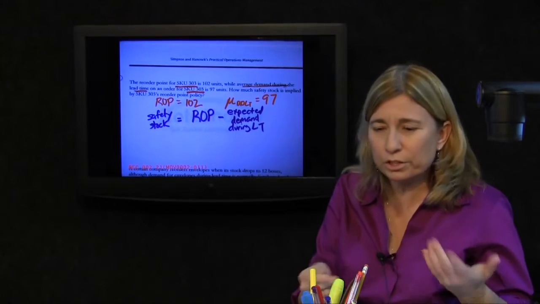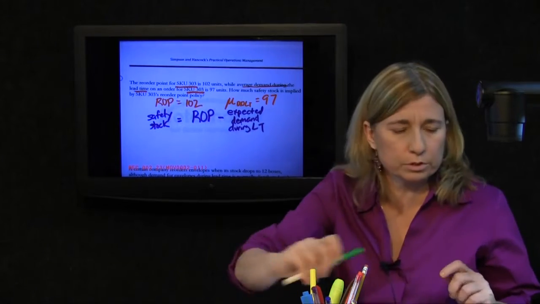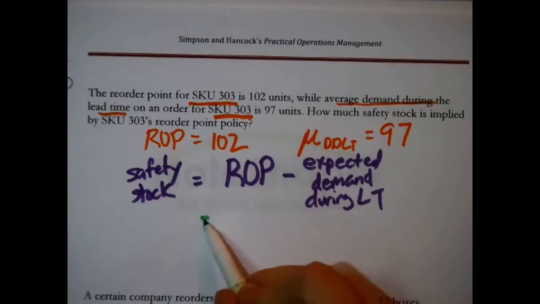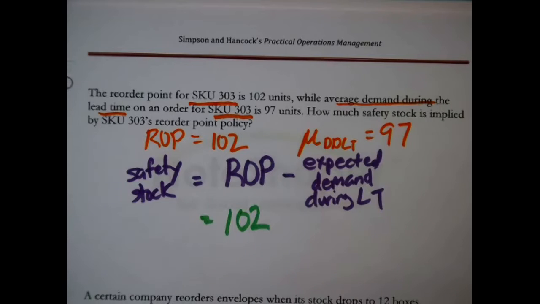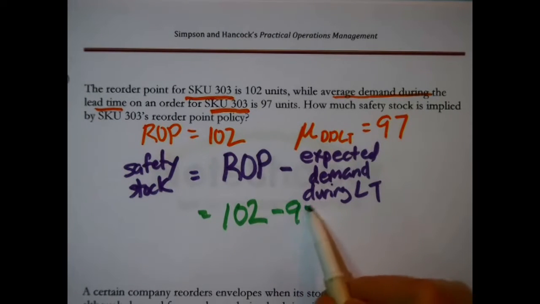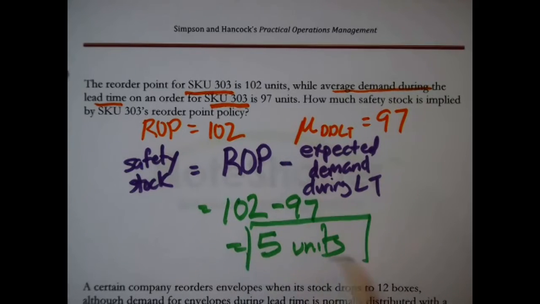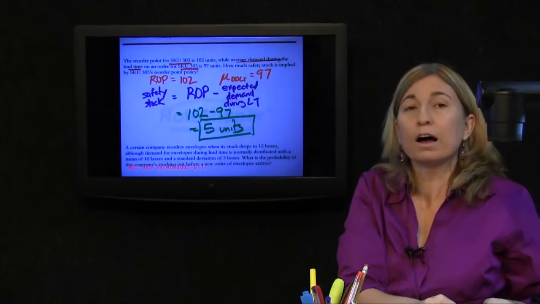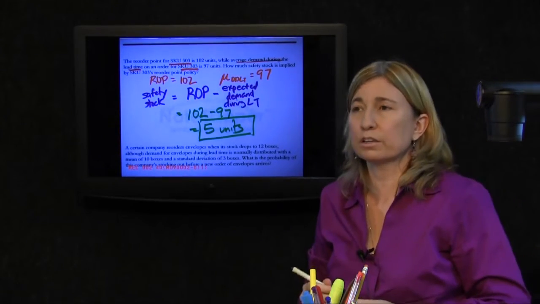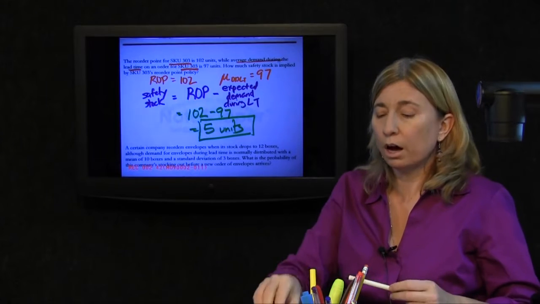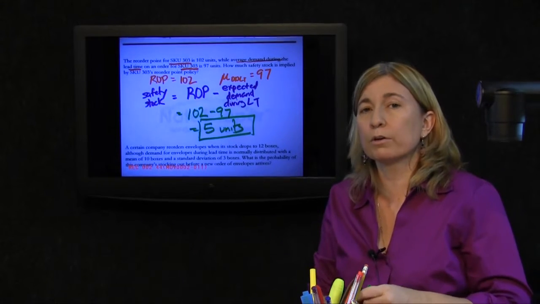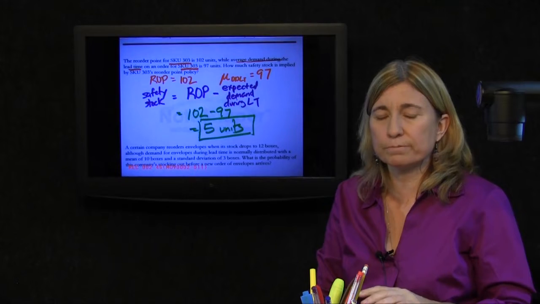So for this question, the only thing you have to do is line up the actual numbers that were provided. The safety stock is, well, okay, we reorder at 102. Usually we use 97. That yields, what is that? Okay, 5. That policy is implying 5 units of safety stock. That in general, 5 units of inventory are kept around all the time, just in case.